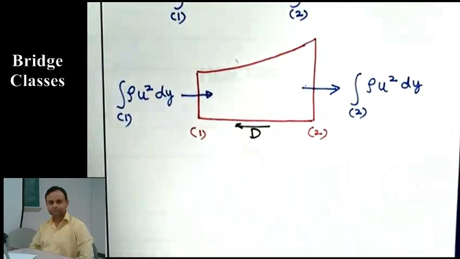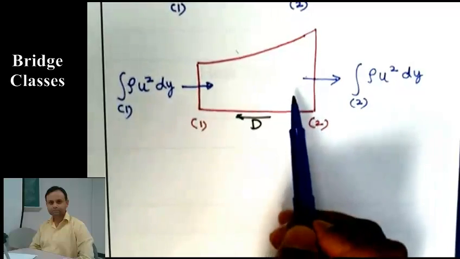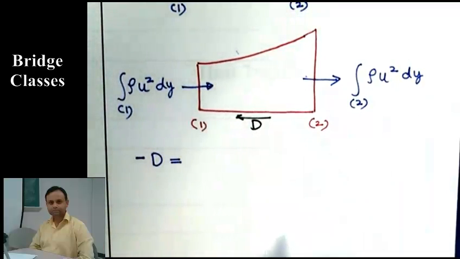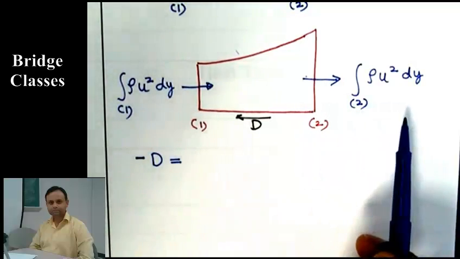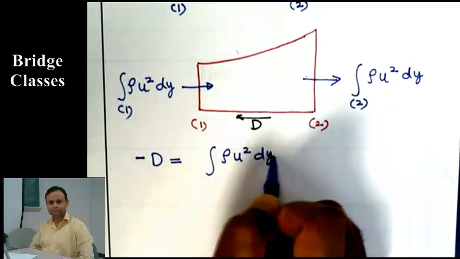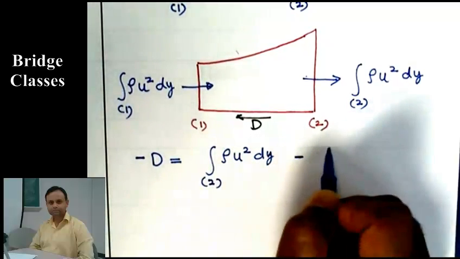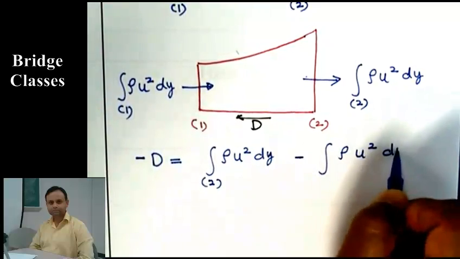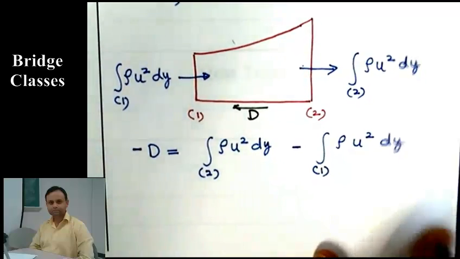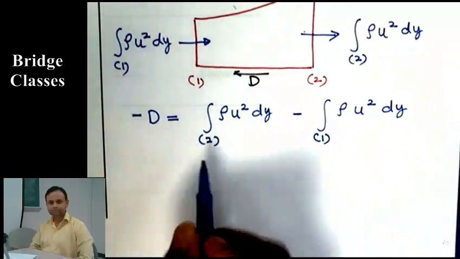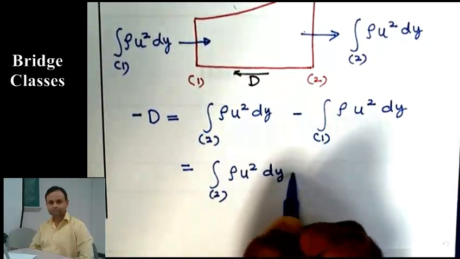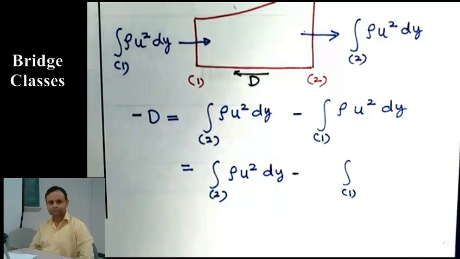So now we can write the momentum equation for this control volume. Force in x direction is negative D. That is, force in x direction equals net momentum flux in the x direction, which will be integral rho u square dy at section 2 minus integral rho u square dy at section 1.